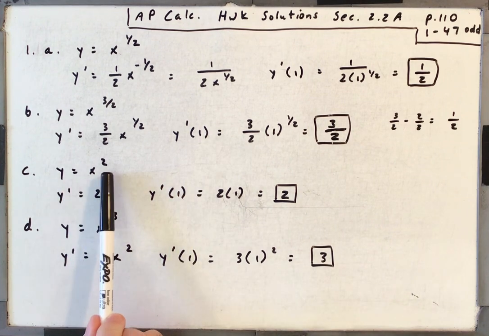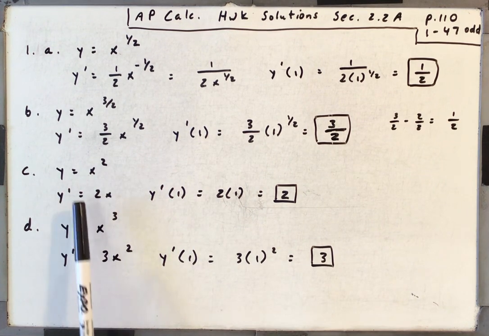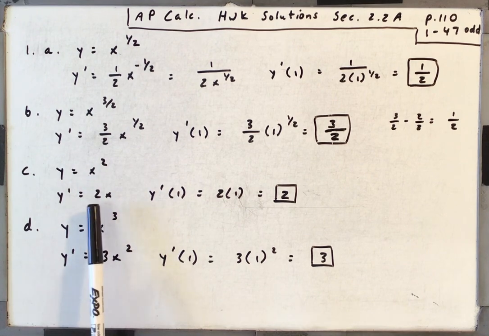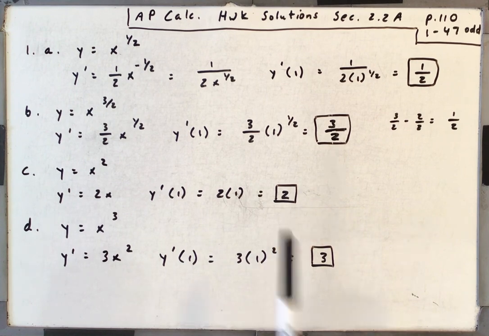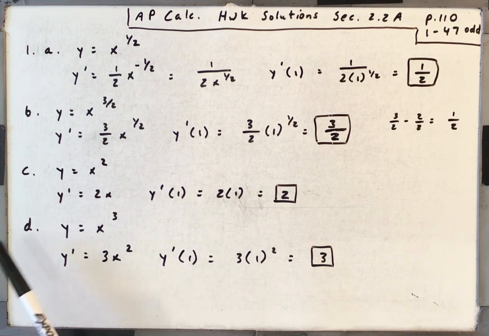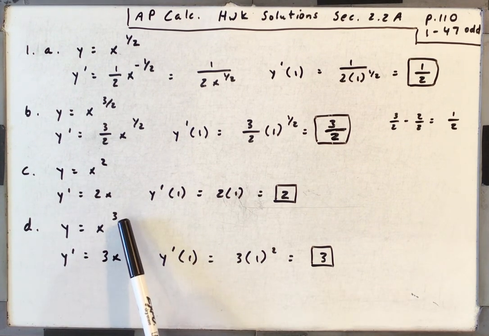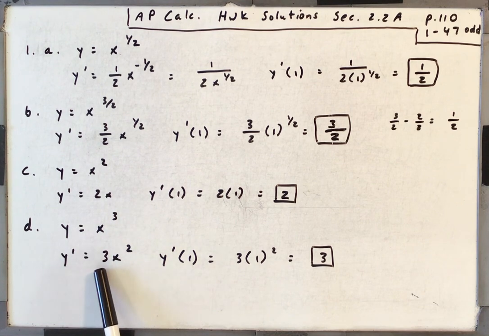All right, y equals x squared for part C. Bring that 2 out front, subtract 1 from 2, and you just have 2x. So y prime of 1 would just be 2 times 1, which is 2. And then part D, y equals x cubed. The derivative of that, bring the 3 out front, subtract 1 from the exponent, that's 3x squared.